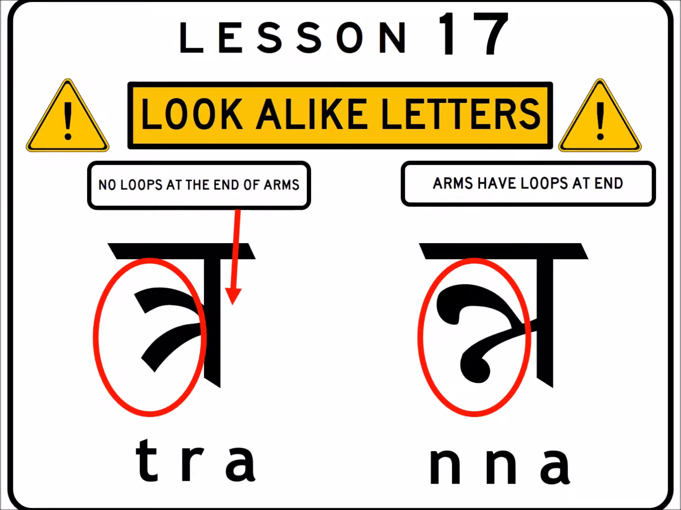Be very careful not to confuse this with tra. You can see at the arms of tra, you don't have loops at the end of the arms. Whereas with nna, you can clearly see two loops at the end of the arms.